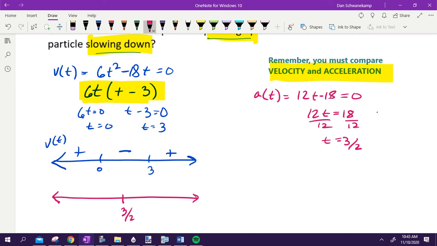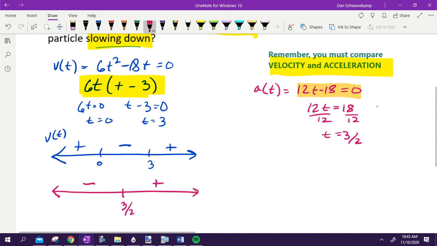All right, so I'm picking a number bigger than 3 halves, like a billion. If I plugged a billion in right there, it would be positive. If I plugged in a number less than 3 halves, like 0, I would get a negative. Everybody good to that point?